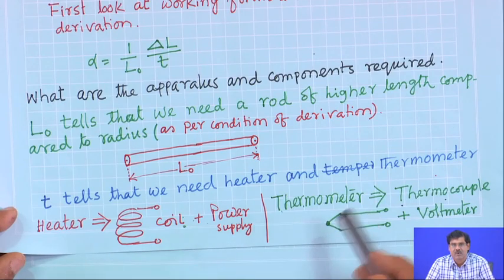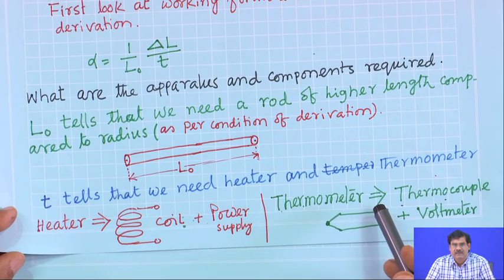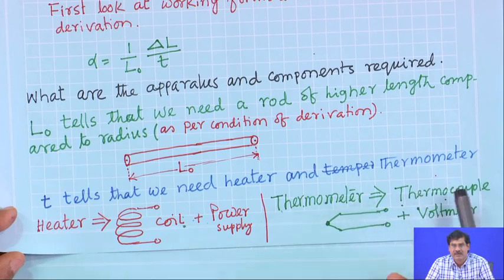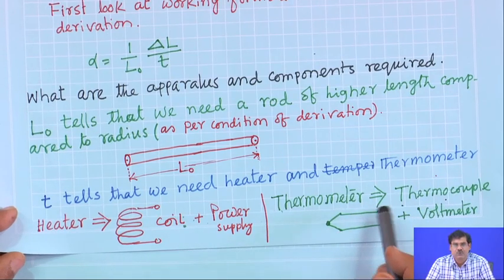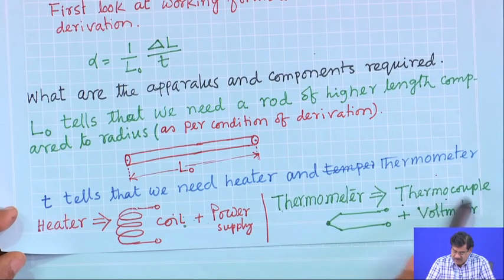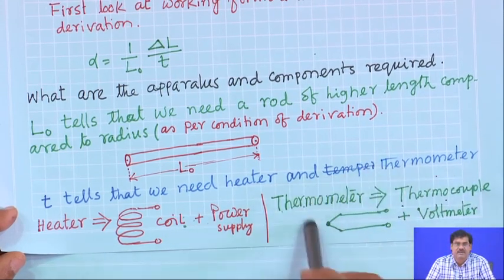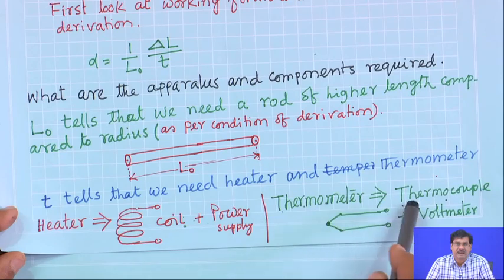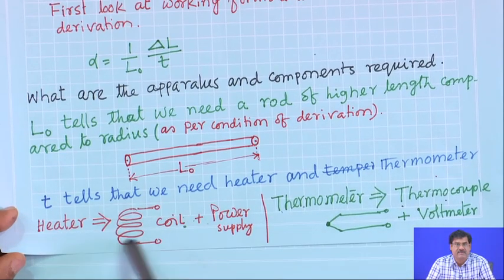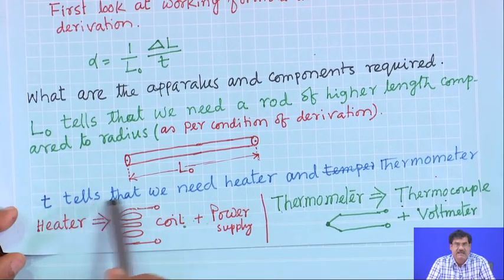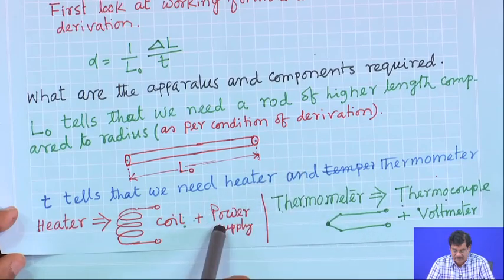what are the components there? How did the company make that one? We should know that better than any other people. So we need a temperature measurement arrangement and a heating arrangement. So the details we need are a heater and a thermometer.